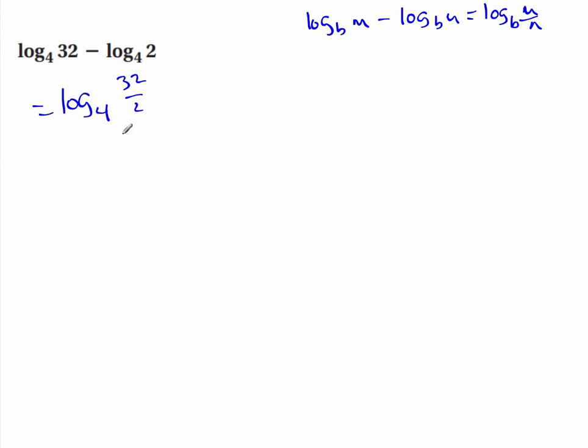So how do we use it? Well, suppose I have the log base 4 of 32 minus the log base 4 of 2. I know that the log base b of m minus the log base b of n is just the log base b of m divided by n. So this becomes the log base 4, base doesn't change, of 32 divided by 2. Well, I'm going to simplify this. This is log base 4 of 16.